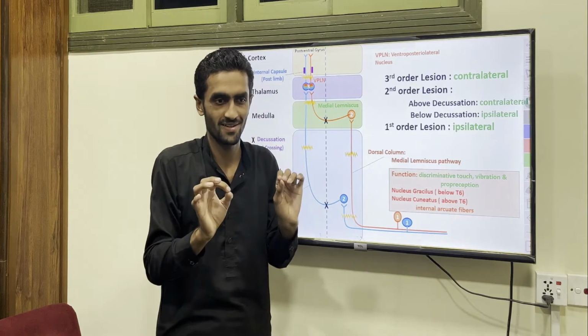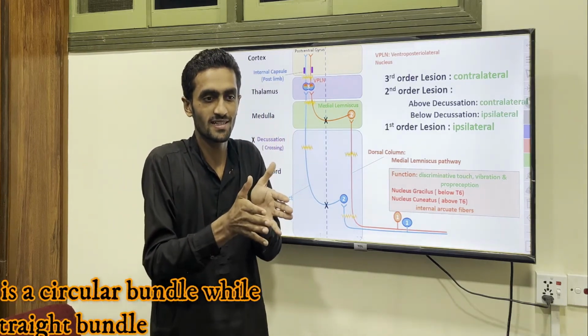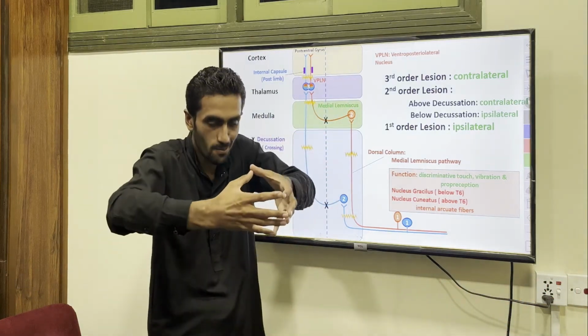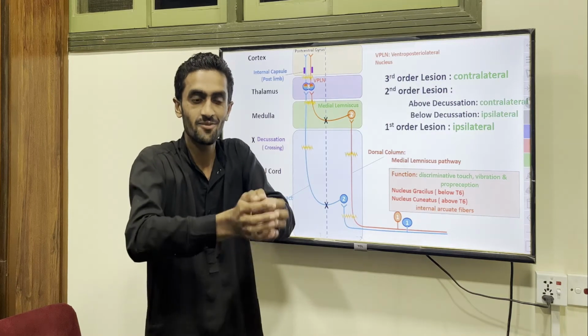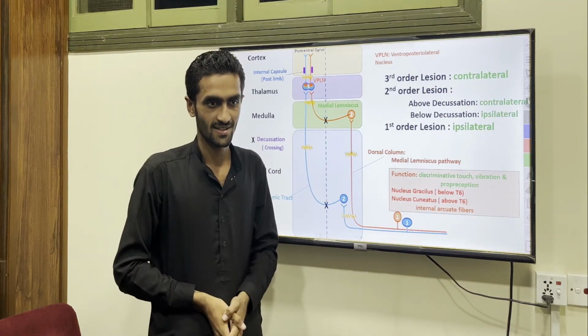Everything is a bundle of nerve fibers, so the arrangement is different. When they move like this, we call them fascicular. When they form an arc, we call them internal arcuate. When they move in a circular way, we call them lemniscus. Are you clear with this?